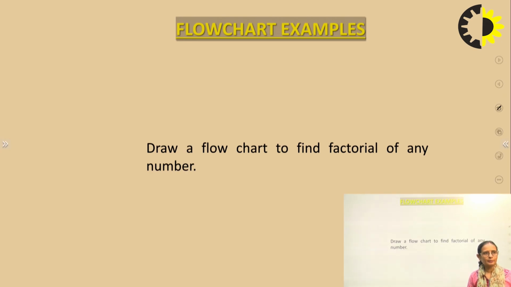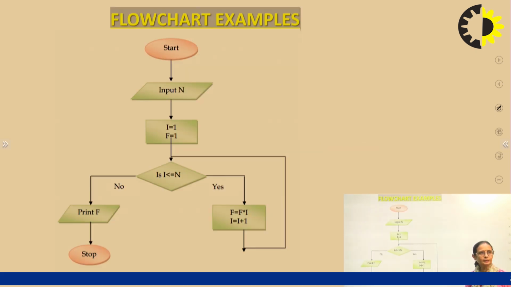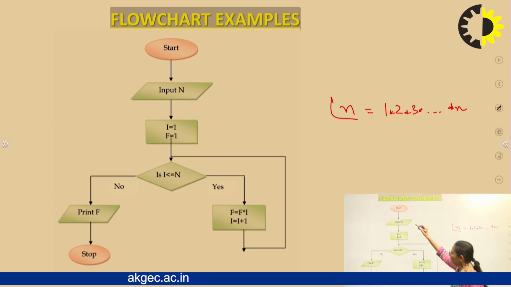This is another example where we are drawing a flow chart to find the factorial of any number. Factorial of a number is 1 into 2 into 3 up to n. We are aware of this formula. So here, first we input the number n, then we initialize two variables. Again it is a process, so it comes in a rectangle: I equals 1 and f equals 1.